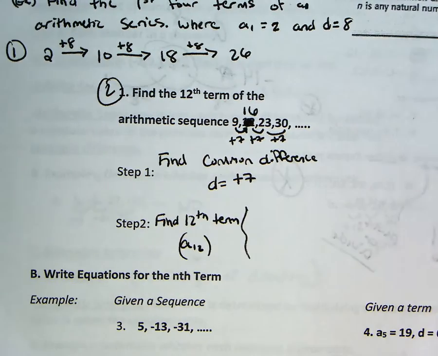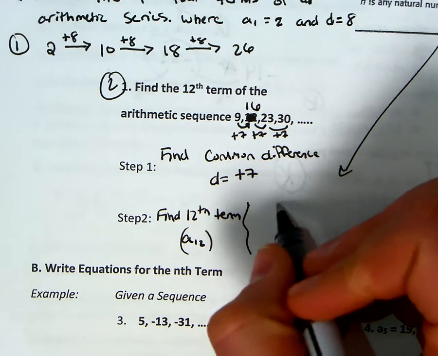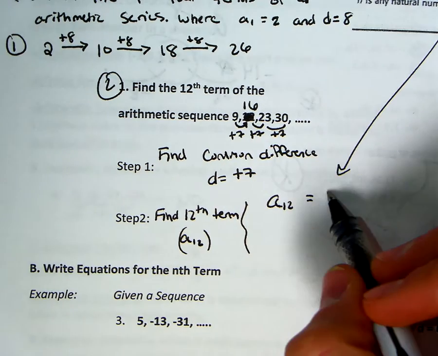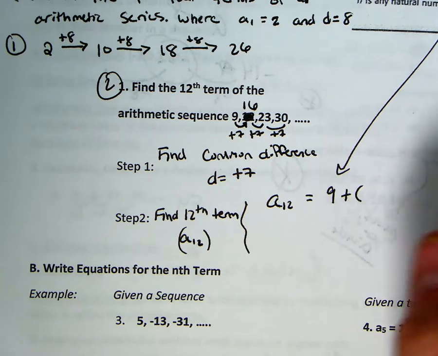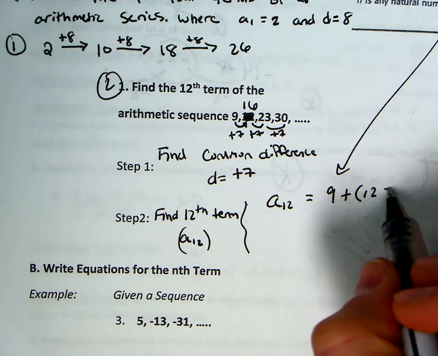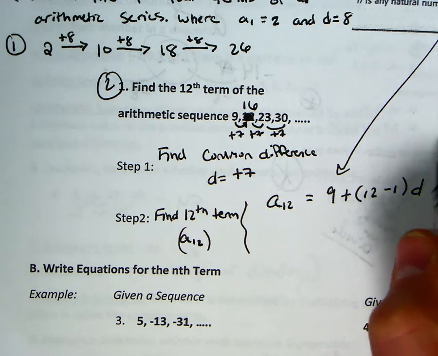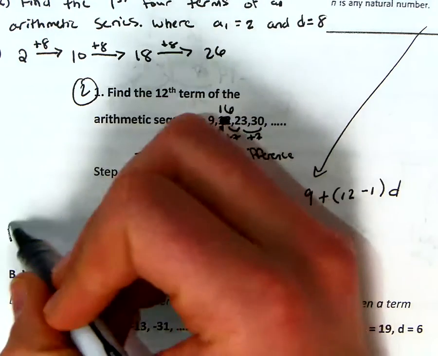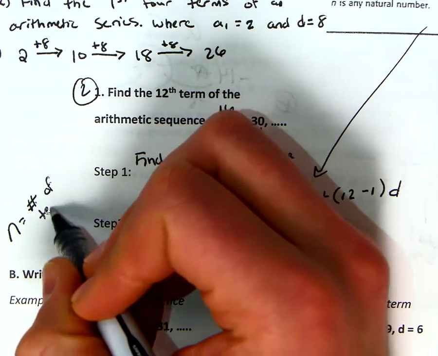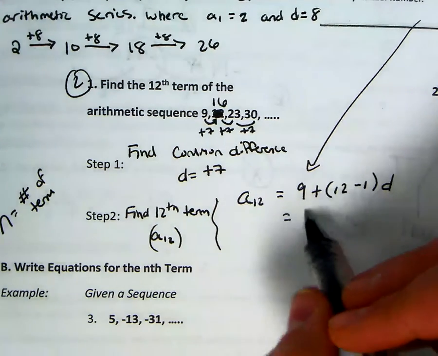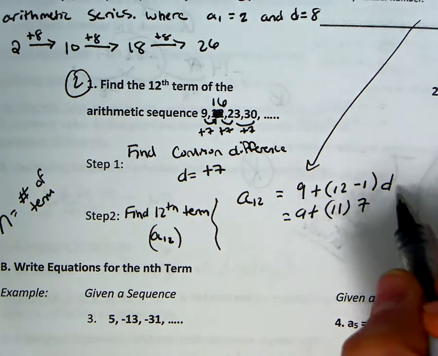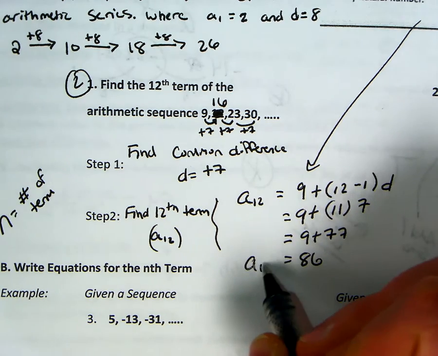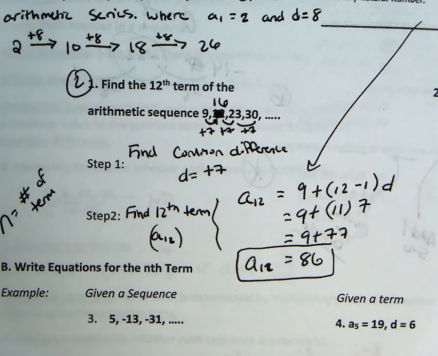Okay. So now we're going to use the formula right there. So we have the 12th term, A12 equals, and then A1 is 9, that's the first one, plus our N is 12 minus 1, and then you have the difference, which we know is 7. Now how do I get 12 here? N is whatever term you're looking for. So N is number of term. So now we have 9 plus 11 times 7, that's what D was, equals 9 plus 77 equals 86. So the 12th term is 86.